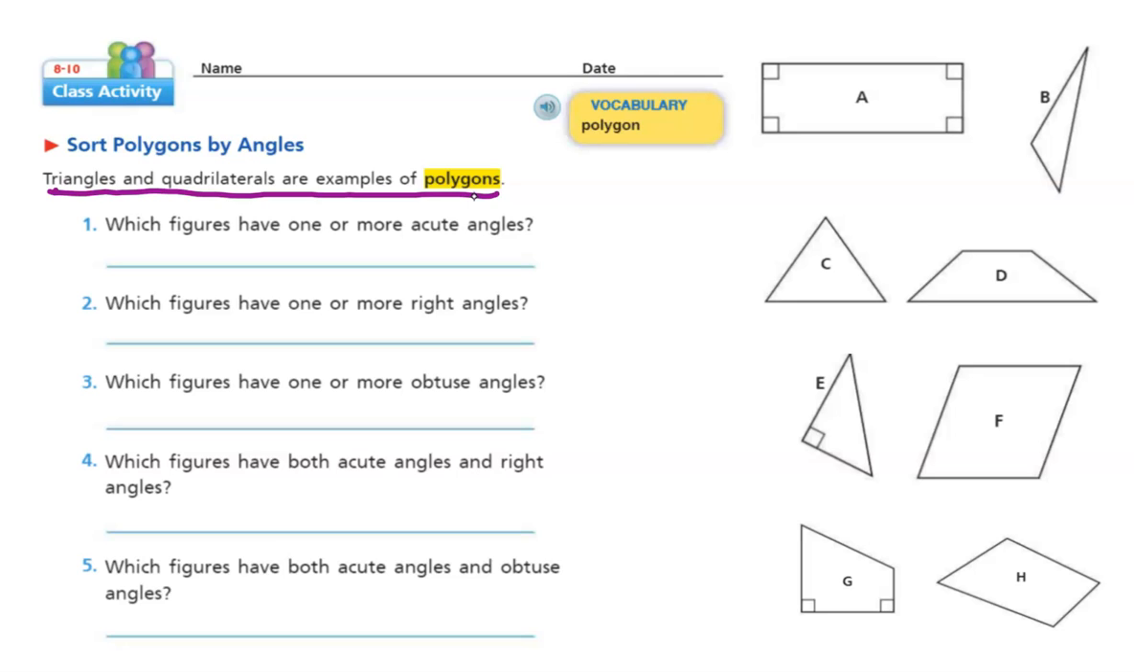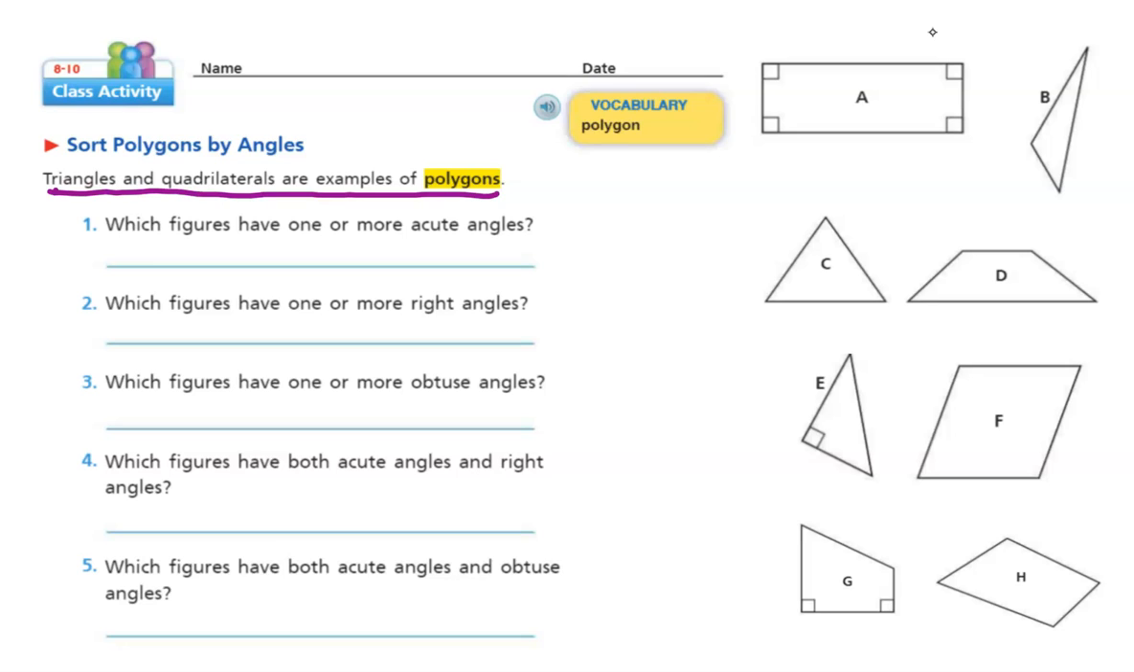So this says, which figures have one or more acute angles? Well, let's first get into what exactly it is that we're looking at today. We have shapes A and B, C and D, E and F, G and H, and they are all closed shapes. They all have 3 or 4 sides, and some of them even have these little rectangles in the corner. I want to remind you that these little rectangles in the corner are showing you 90-degree angles. So you don't ever have to test for 90-degree angles.